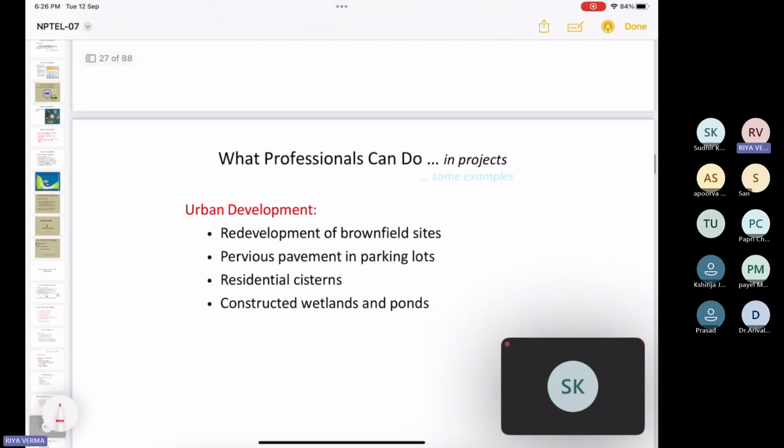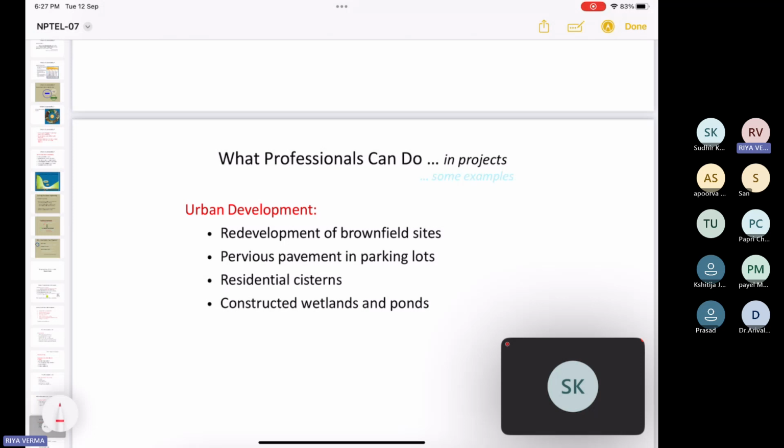In the urban development, we can do redevelopment of the brownfield sites, with pervious pavements. We should try to make pervious pavements in the parking lot. What it will do is, if we make the pavement more pervious, then whatever water is coming onto the surface of the pavement during the rainfall or any other activities will seep in through that pavement towards the ground, and it will help in recharging the groundwater table.